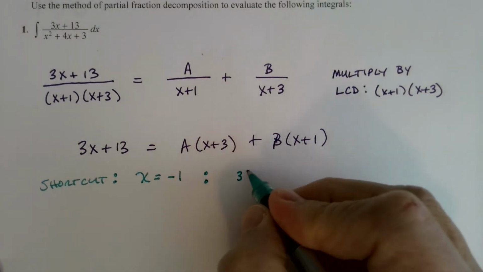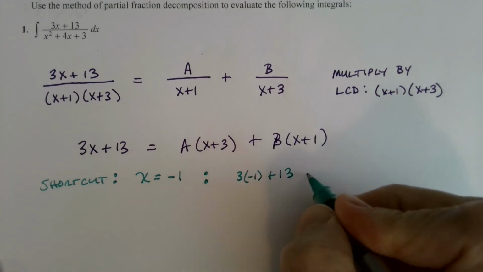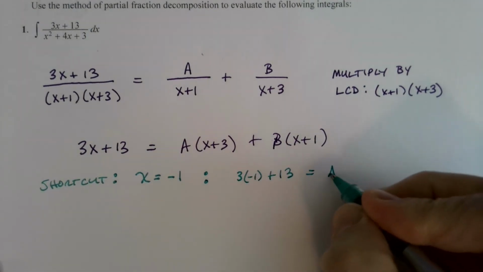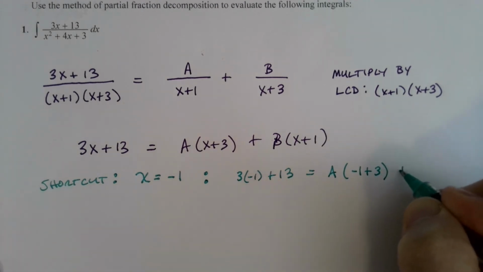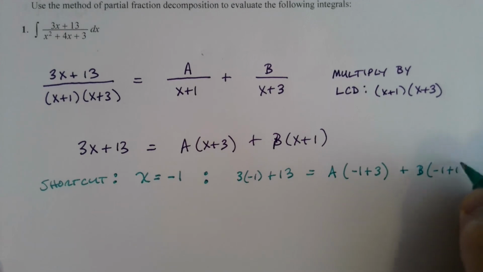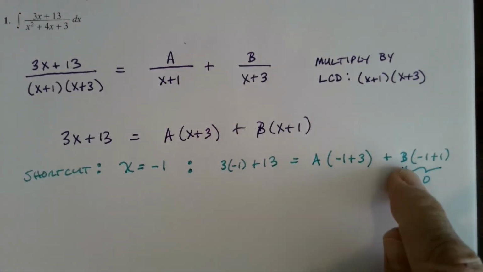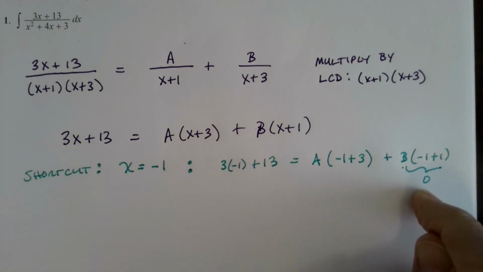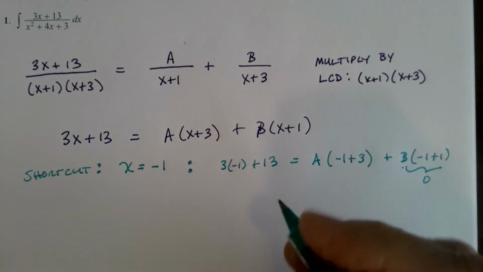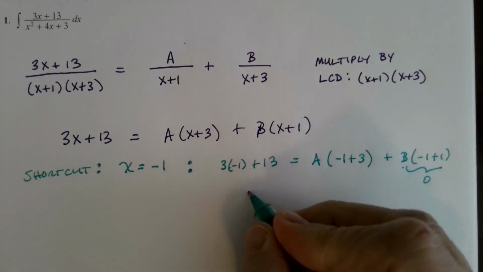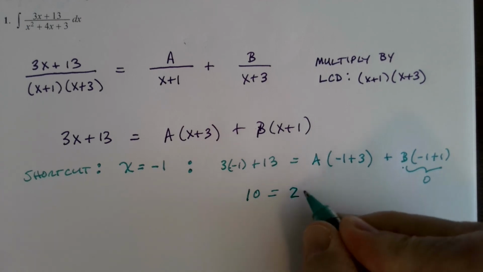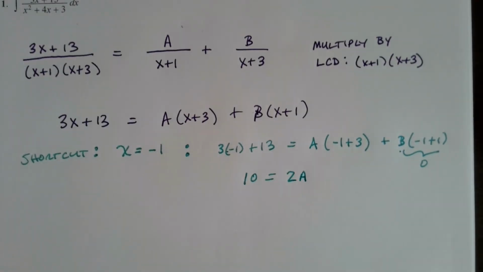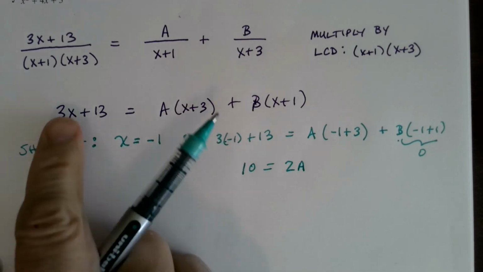I get 3 times -1 plus 13 on this side. Here I get -1 plus 3, and plus what? B times -1 plus 1. Obviously, this whole thing goes to 0, right? -1 plus 1 is 0. Whatever b is, it's going to be 0. Okay, but what do we have left? -3 plus 13 is 10, and what's this? -1 plus 3 is 2 times a, 2a. Look at this equation now. Do we know what a is now? What must a be here?